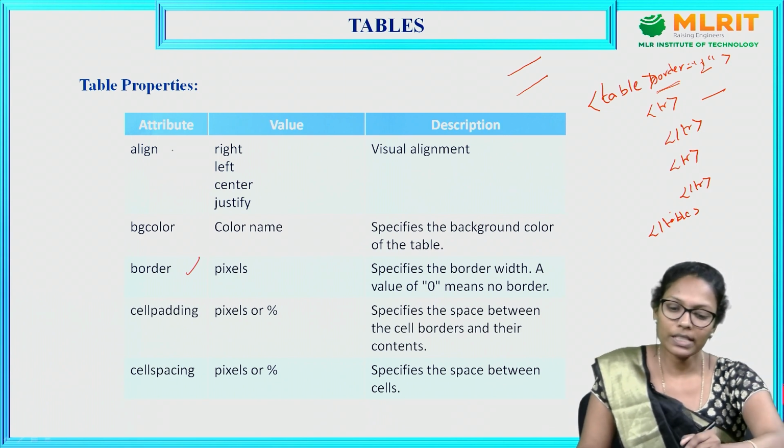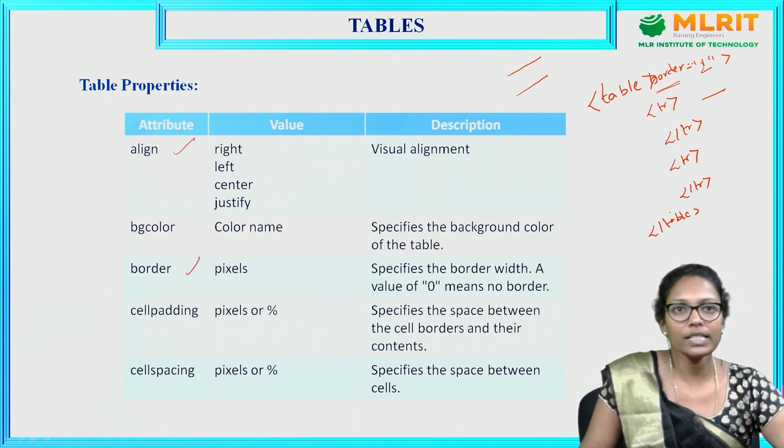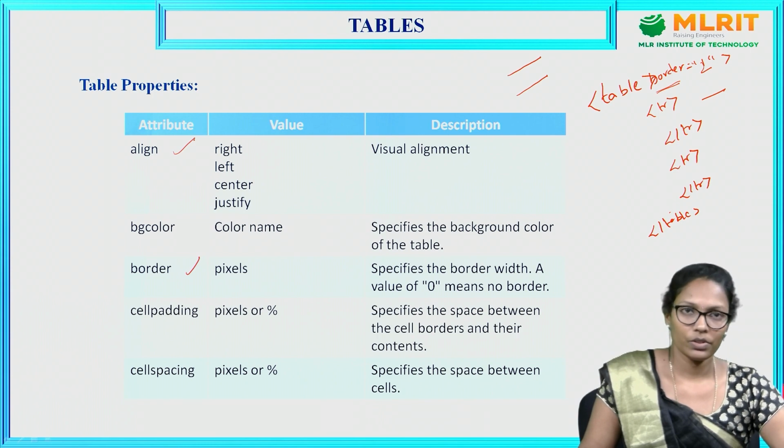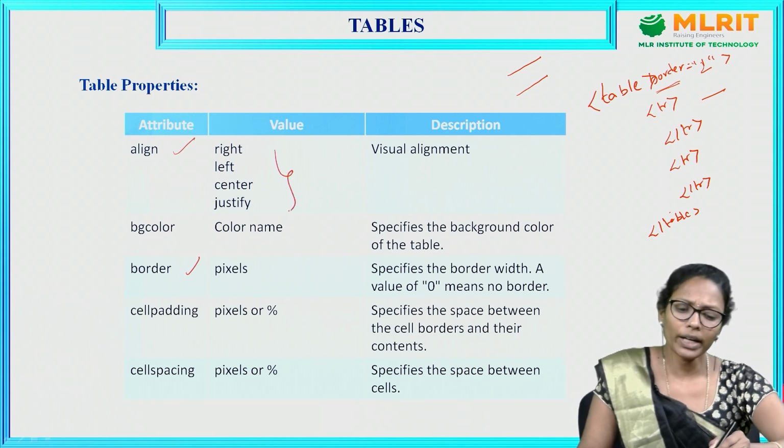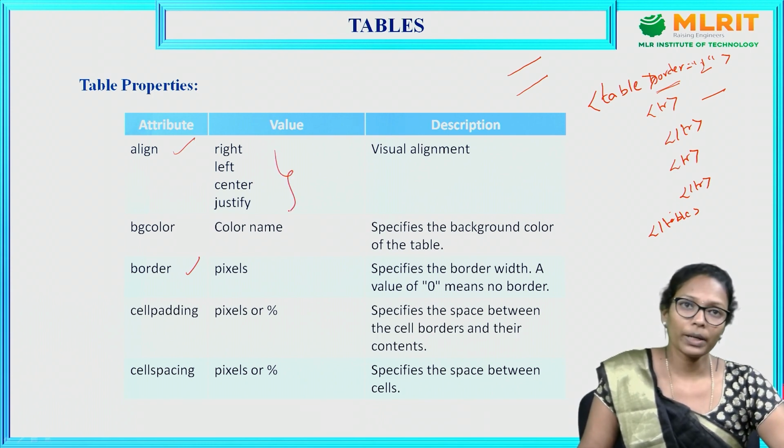The next one is align. So align indicates the alignment of the table, where you want to place your table, whether it is left, right, justified or center. So by providing all these possible values, you can place your table wherever you want on the web page.